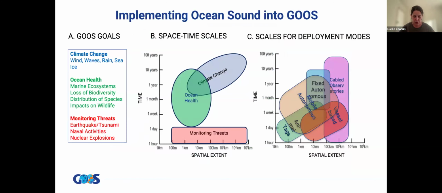So to implement ocean sound into GOOS, we have to consider the space and time scale of each of these questions. So for example, monitoring threats with sounds is on the small time scale because we are looking for incidents of specific sounds with most of the time a sudden onset and an end. But for climate change or ocean health processes, the time scale is much wider. And these temporal and spatial scales also change depending on the deployment modes. So for example, if it's hydrophone mounted or on an animal, or if it's a cable hydrophone from the shore. Next, please.